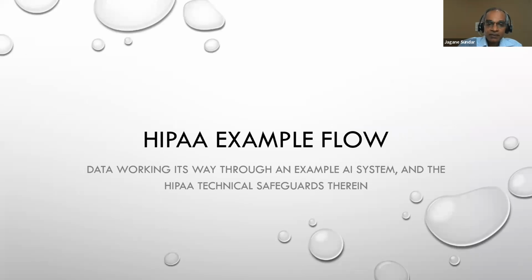Let's take an example flow. This is a hypothetical example, but it's very close to something we worked with a specific customer for. So it's more real than not. Let's consider data working its way through an example AI system and the HIPAA technical safeguards therein.